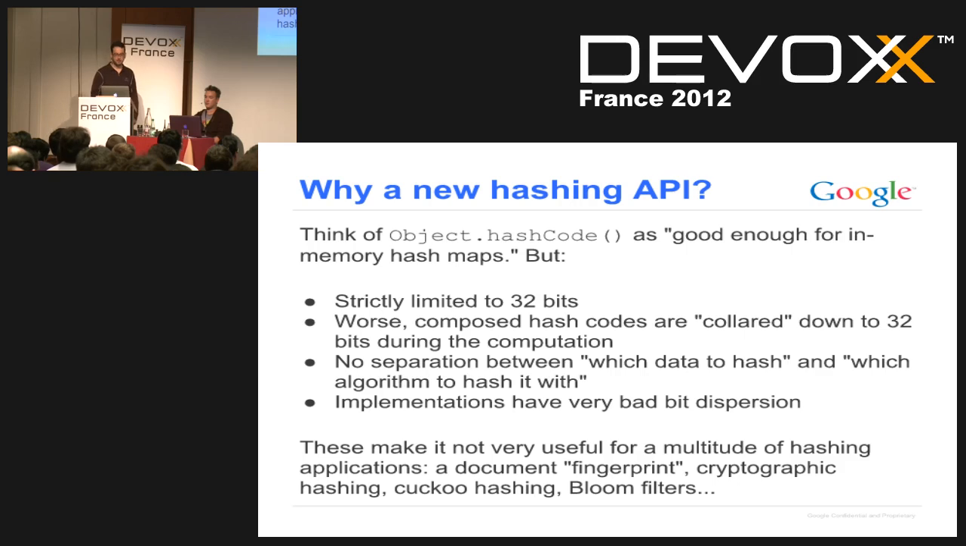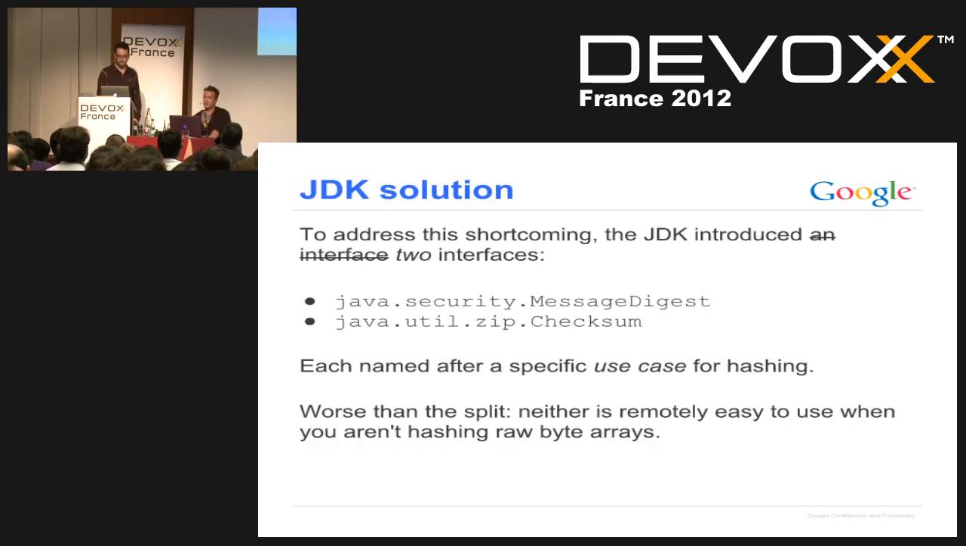Sometimes you need cryptographic hashing, or you want a reliable fingerprint for a document. You have a case where, if this fingerprint collides, it's actually bad. There are other applications like cuckoo hashing and something I'm going to show you in a minute called Bloom filters. And object.hashCode won't work for any of these things.